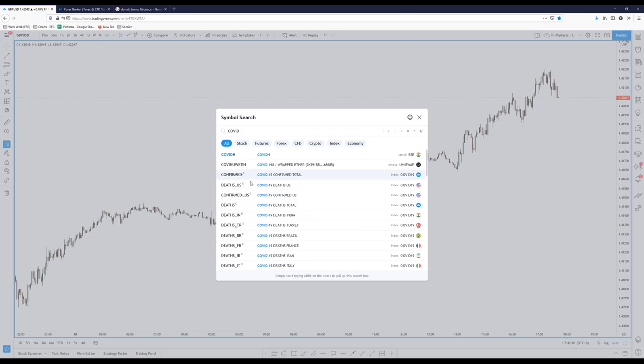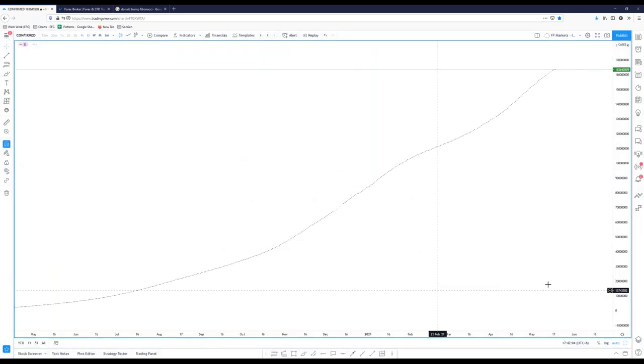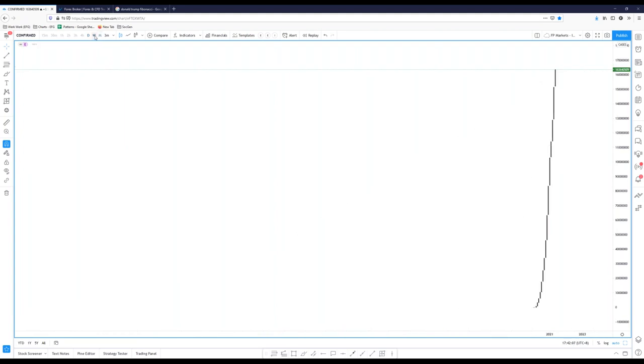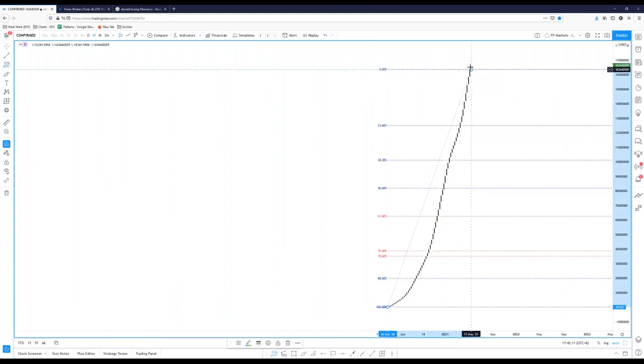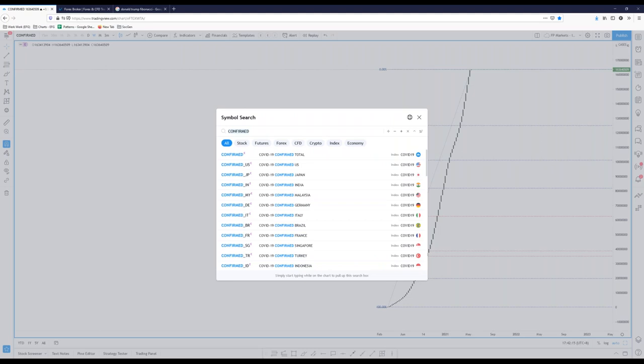Okay, you have the COVID-19 confirmed total, right? So something like this. You can even draw Fibonacci on this, but it's just climbing. It's not going to tell you anything. So jokes aside, let's take a look at Bitcoin.